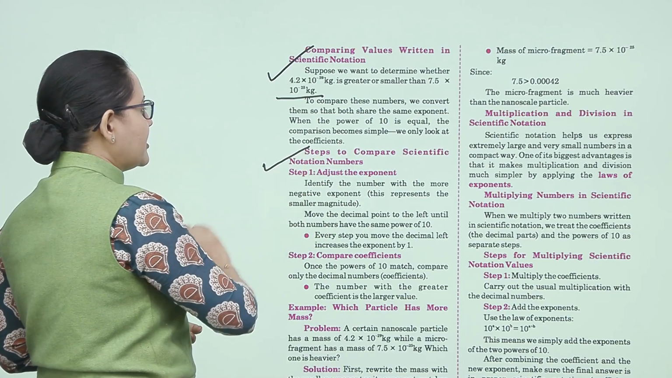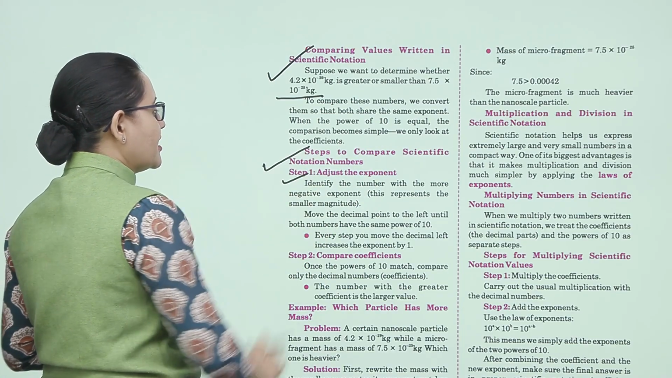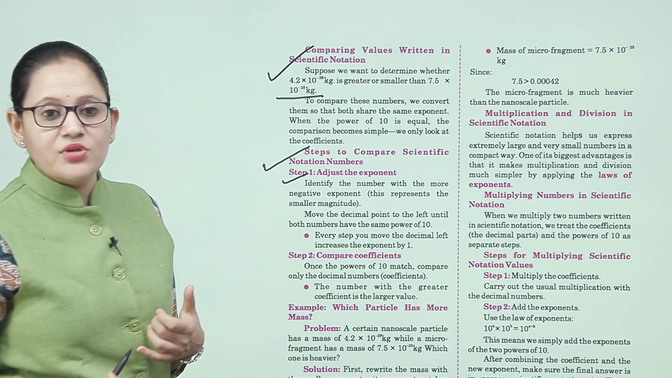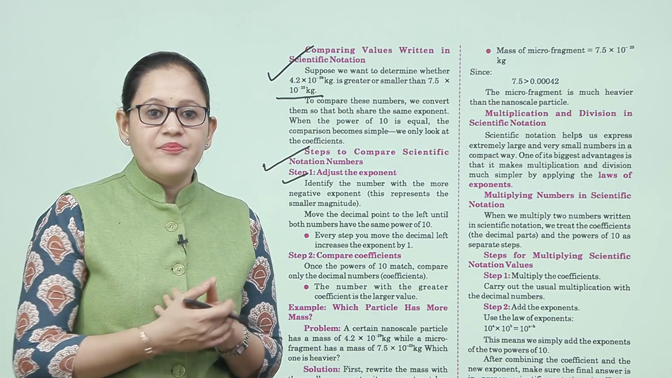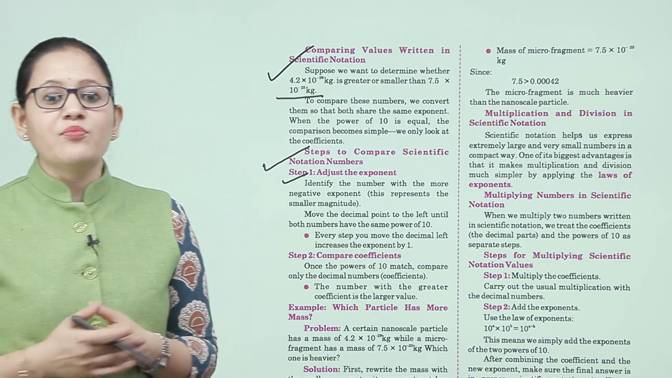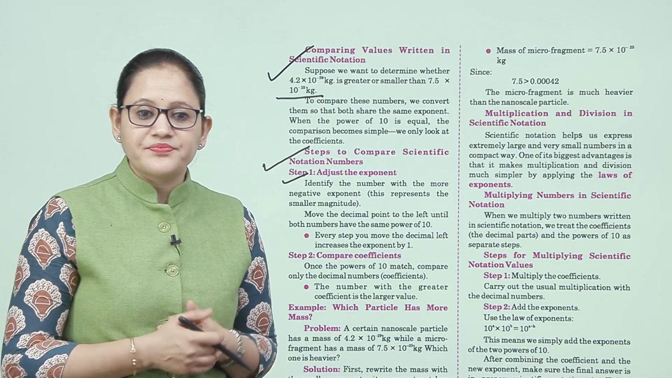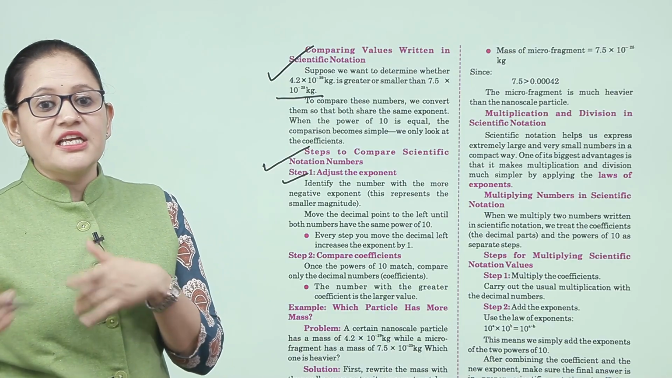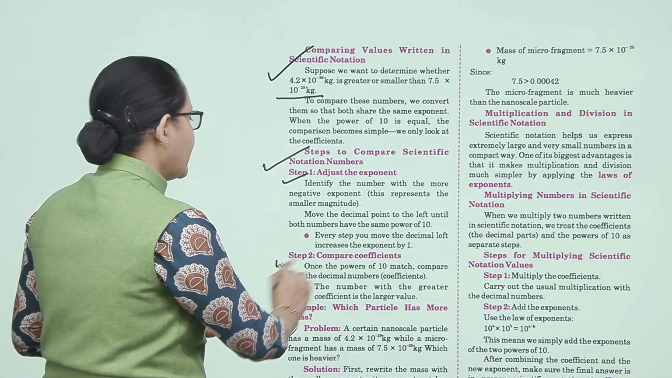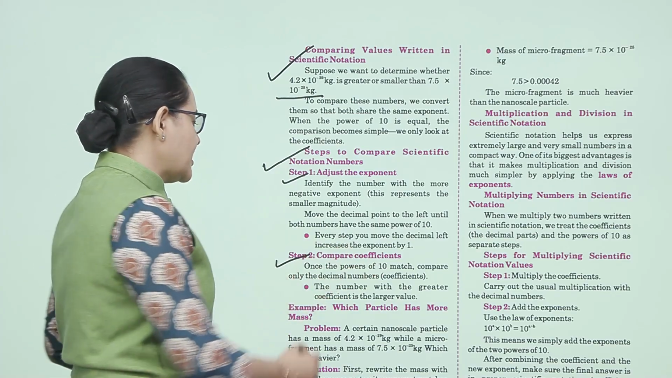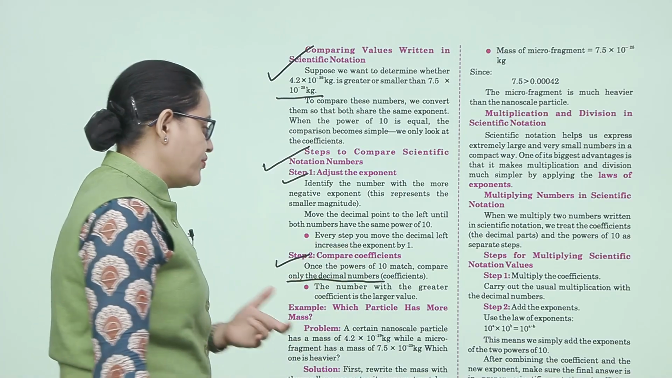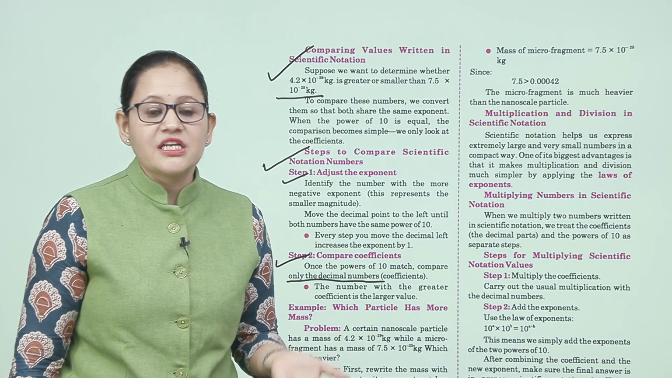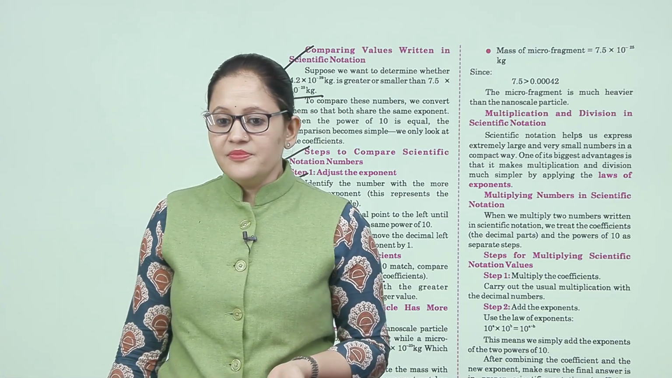So, the steps to compare scientific notation numbers. Step 1: Adjust the exponent. Identify the number with the more negative exponent. This represents the smaller magnitude. Move the decimal point to the left until both numbers have the same power of 10. So we have to make the power the same. Every step you move the decimal left, increase the exponent by 1. Step 2: Compare coefficients. Once the power of 10 matches, compare only the decimal numbers, the coefficients. The number with the greater coefficient is larger. Clear?